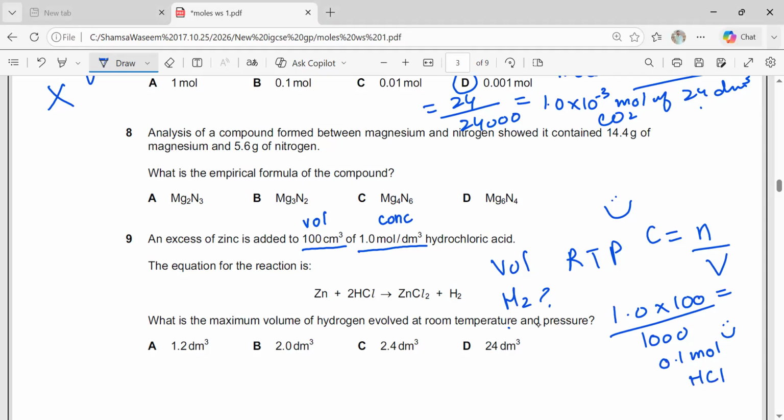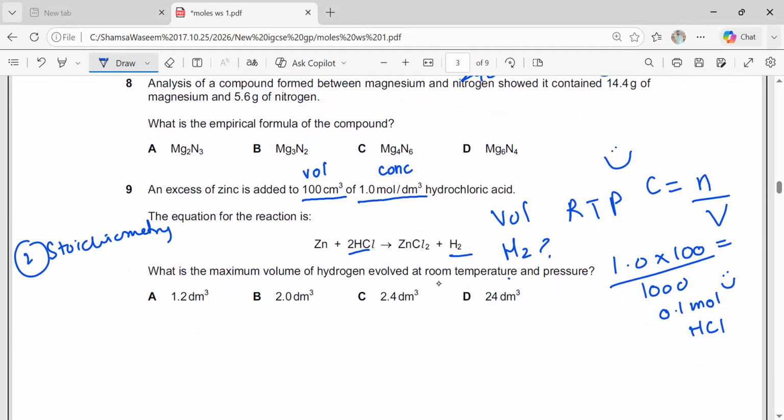Now, what should we do next, girls? We have to apply stoichiometry, right? That's the ratio from the equation. Now see, we are provided with moles of hydrochloric acid and we have to look for moles of hydrogen. So by looking at the equation, can you suggest what is the ratio of hydrochloric acid and hydrogen? 2:1. Excellent. Ambreen, Tuba, are you getting it? 2 moles of HCl gives 1 mole of hydrogen.